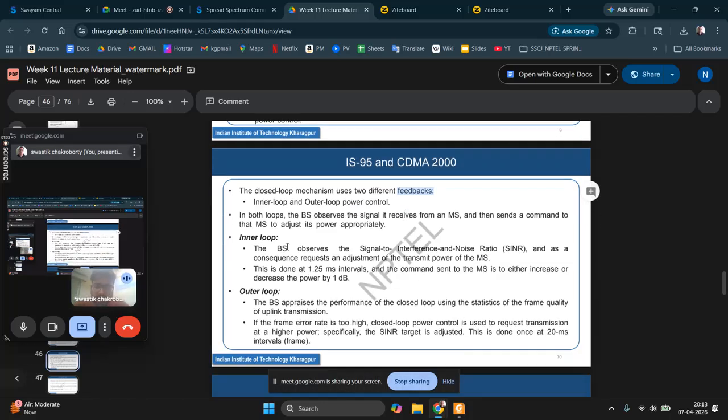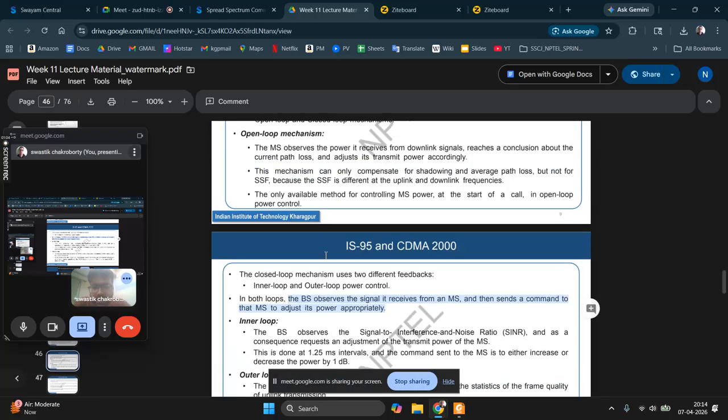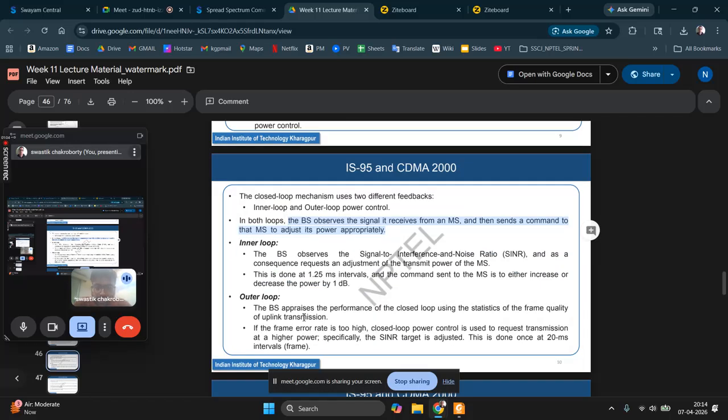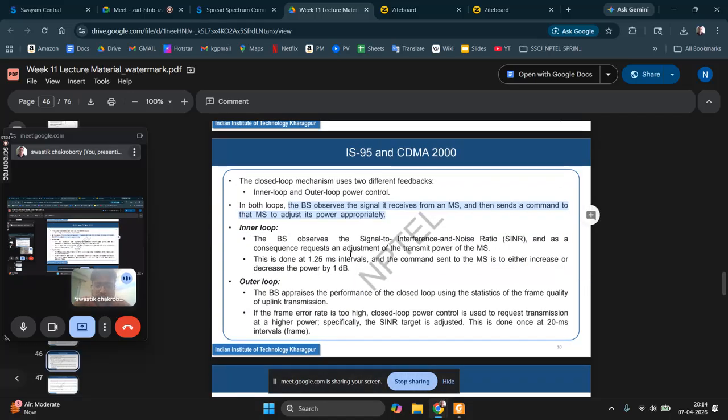In closed loop, the BS observes the signal it receives from an MS and then sends a command so that the mobile station adjusts its power appropriately. So in the closed loop mechanism, the BS observes the signal and sends a command for it to adjust the power, whereas in the open loop system, the MS just observes the power and makes a decision on its own. So in closed loop power control, there is an inner loop and an outer loop.